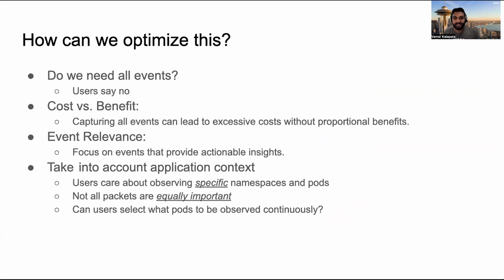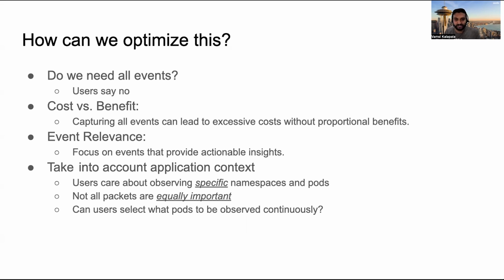So given the challenges we have just outlined, the key question is, how can we optimize network observability in Kubernetes clusters without overwhelming our resources? First, we need to critically assess whether we truly need to capture all the events. Often the answer is no. Capturing every single event can lead to excessive cost and resource consumption without delivering proportional benefits. Instead, we should focus on event relevance, prioritizing events that would provide actionable insights and disregard the rest.